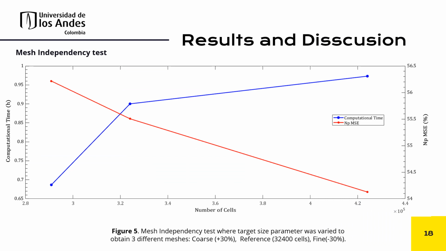A mesh dependency test was developed for the baffled tank to determine the effects of the variation of the target size parameter and the number of cells in the computational requirement. In this way, three types of mesh were generated. For the purpose of the work, the reference mesh was selected as it allowed for a greater power number in computational time, as is shown in the comparative figure. However, the coarse value is very low, therefore errors were generated to describe adequately the phenomenon that governs the system.